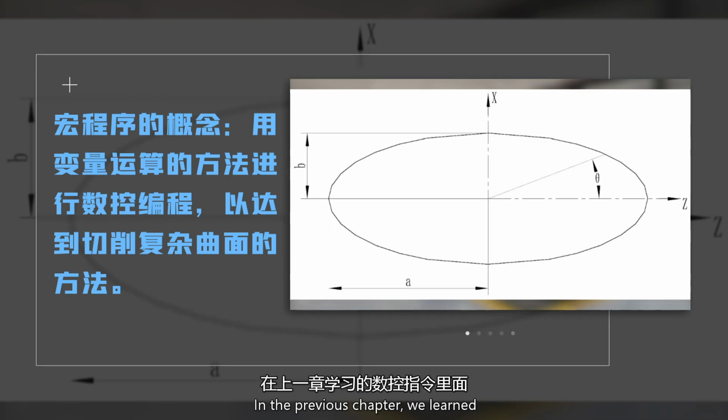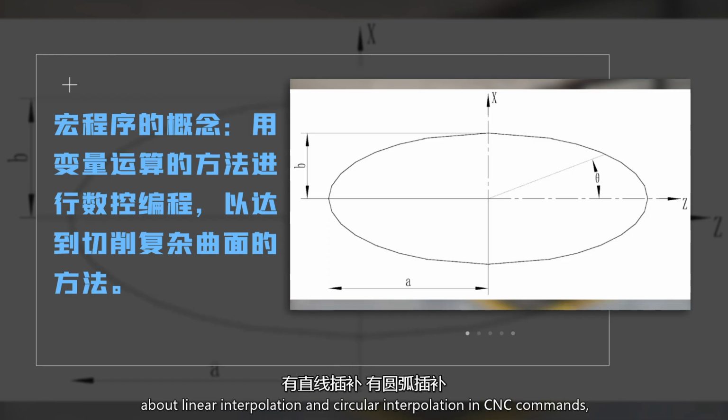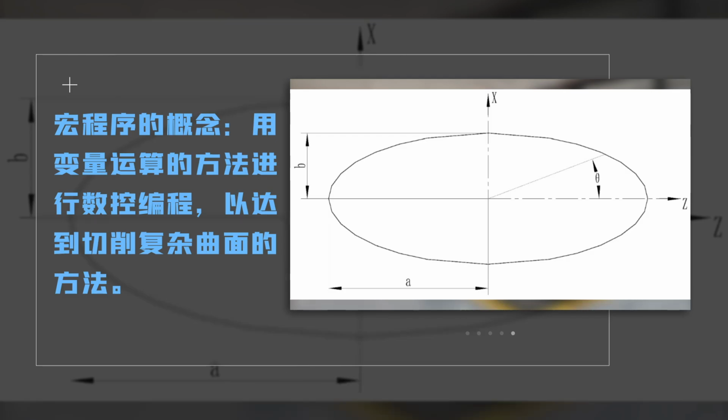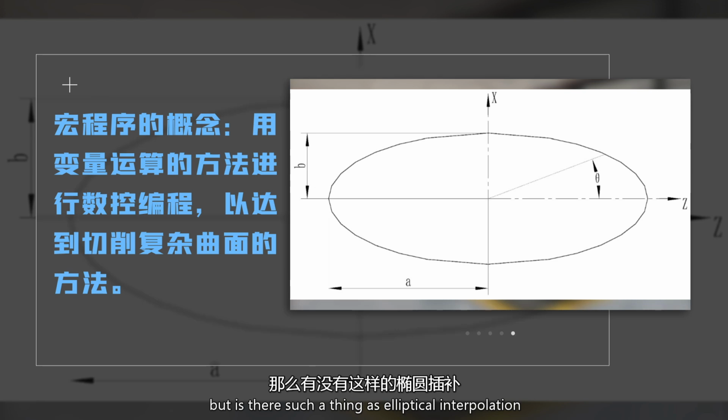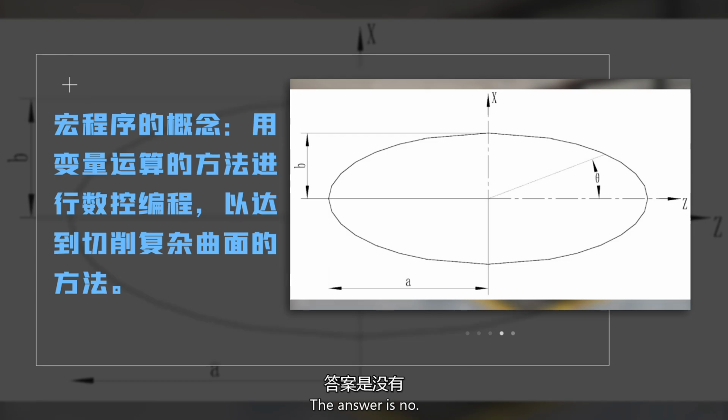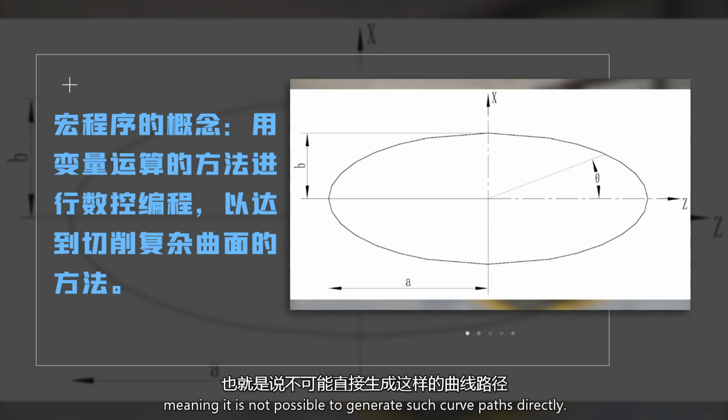In the previous chapter, we learned about linear interpolation and circular interpolation in CNC commands. But is there such a thing as elliptical interpolation? The answer is no. In a CNC system, if you want to machine ellipses, hyperbolas, parabolas, and other non-circular curves, the CNC system cannot directly achieve this, meaning it is not possible to generate such curve paths directly.